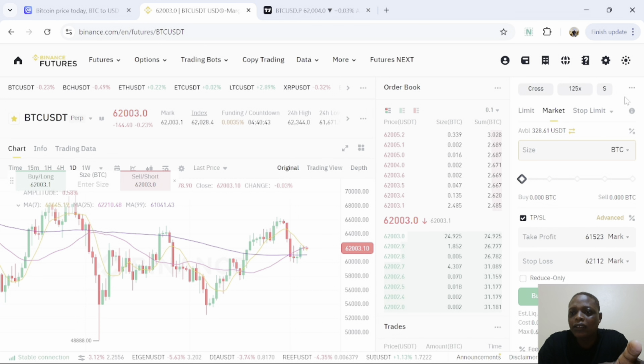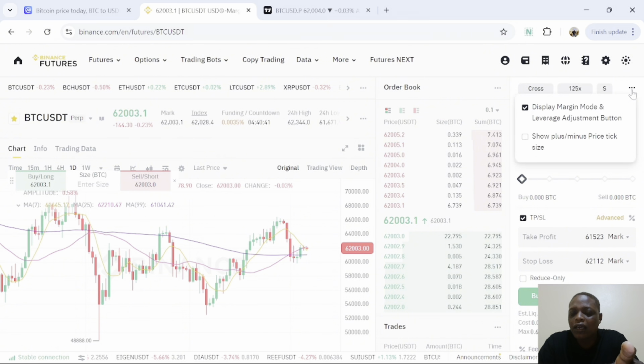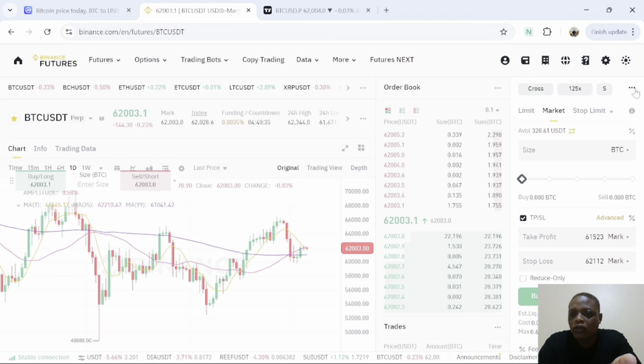But before we add it as our quantity, click here. When you click here, you can see we have display margin mode and leverage adjustment. So that one you can just leave it the way it is. Then we also have this plus icon divided by equal to. That's the one we are going to be using to calculate our position.